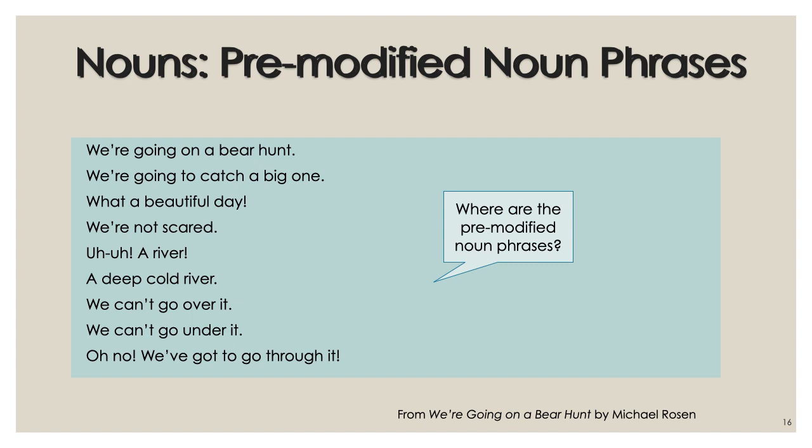Have a little think about this by looking at a very familiar text that we all know and love, Michael Rosen's We're Going on a Bear Hunt. Just have a look at this and decide, where do you think the pre-modified noun phrases are in this little verse?